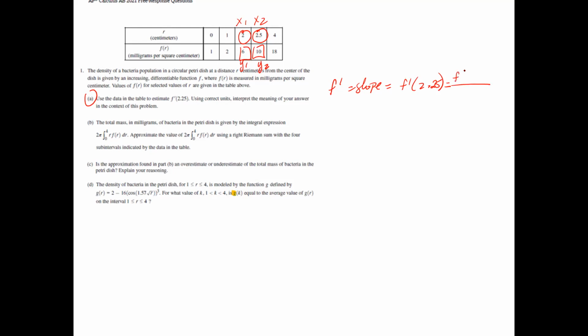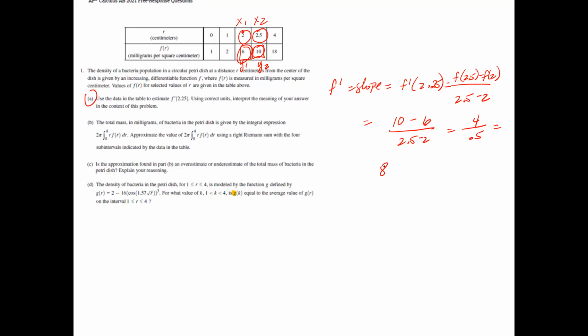So your slope formula is going to be f of 2.5 minus f of 2, 10 minus 6, or hold on a second, that's not correct. Not 10 minus 6, that's going to be the y value. The x value is going to be 2.5 minus 2. There we go. Which is equal to the y values: f of 2.5 gives you a 10 minus f of 2 gives you a 6, over 2.5 minus 2. So that's 4 over 0.5, which gives you 8.